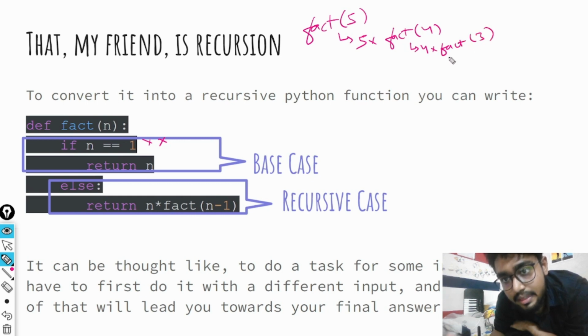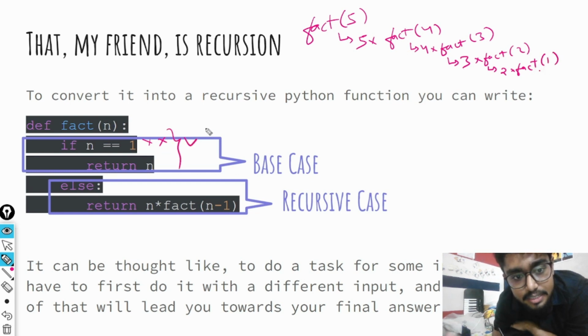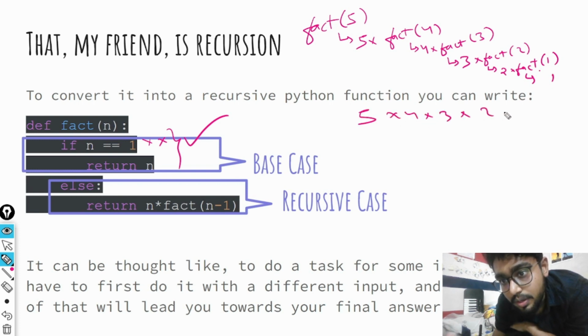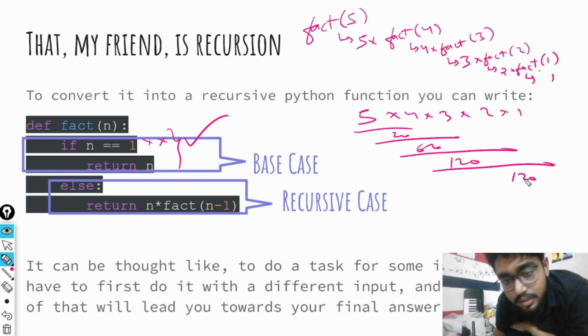Is 3 equal to 1? No. So we do 3 into factorial of 3 minus 1, which is 2. Is 2 equal to 1? No. So we do 2 into factorial of 2 minus 1, which is 1. Is 1 equal to 1? Yep, 1 is equal to 1. This condition will be satisfied, so we will return 1. Now what will this be? 5 into 4 into 3 into 2 into 1, which is 120, right? 5 4s are 20, 20 3s are 60, 60 2s are 120, 120 1s is 120.